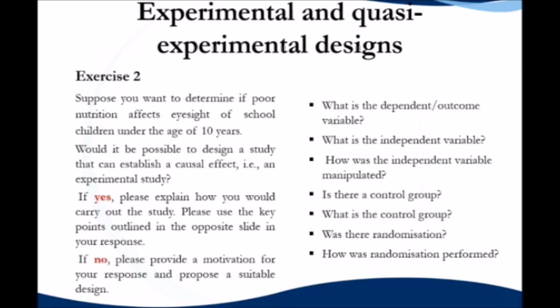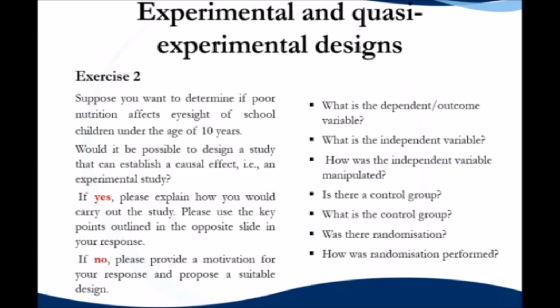Exercise 2, dependent variable: eyesight of children under the age of 10. Independent variable: poor nutrition. The study would have to be done using a quasi-experimental design because the independent variable cannot be randomized, as it would be unethical to subject children to poor nutrition. Thus, the researcher would need to use an available sample with no randomization.